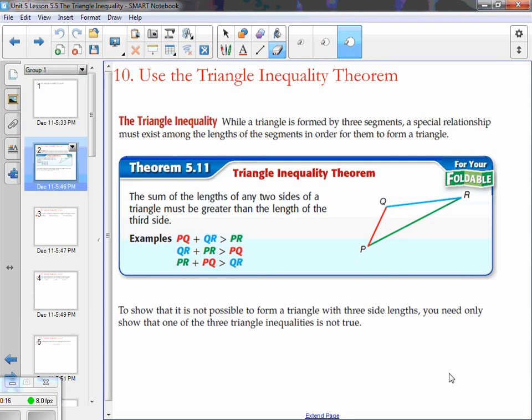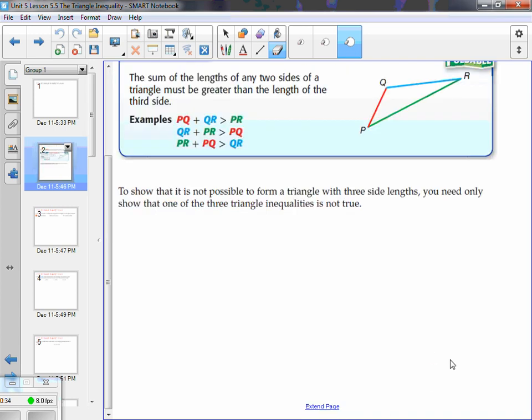The triangle inequality theorem says the sum of the lengths of any two sides of a triangle must be greater than the length of the third side. The sum of the lengths of any two sides must be greater than the length of the third side. So, no matter what numbers you're given, if you add two lengths together, that result is always greater than the length of the third side. And look, it has to work that way.